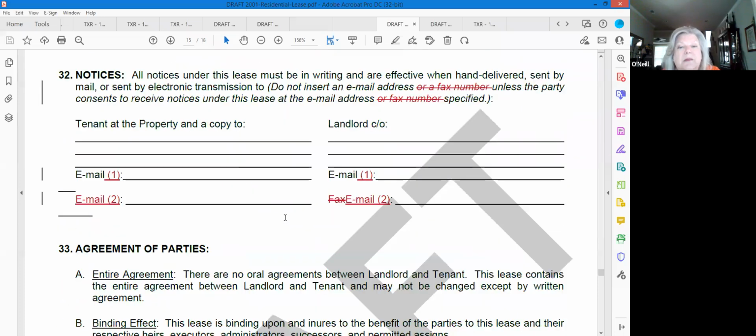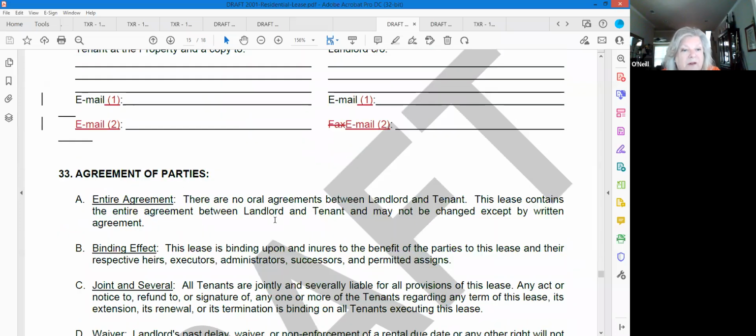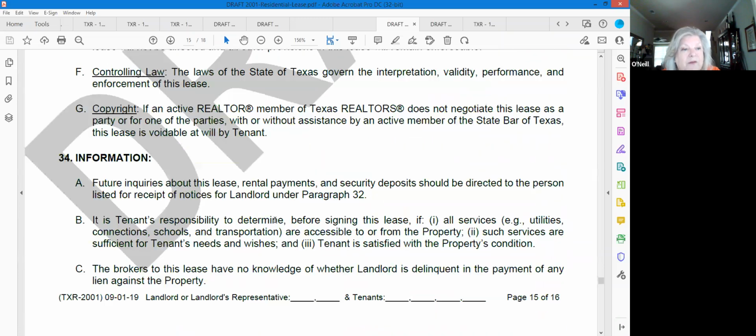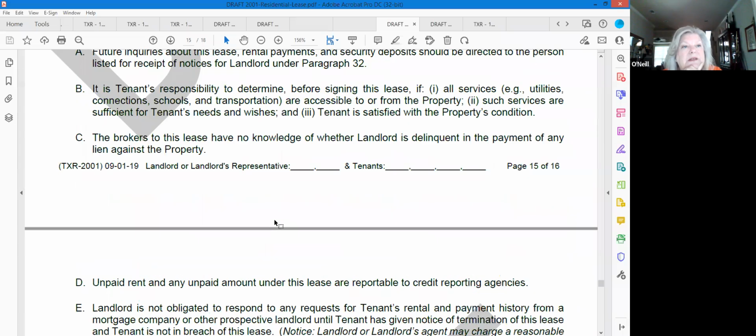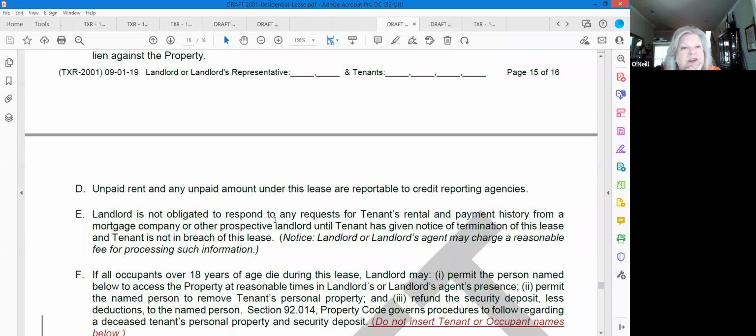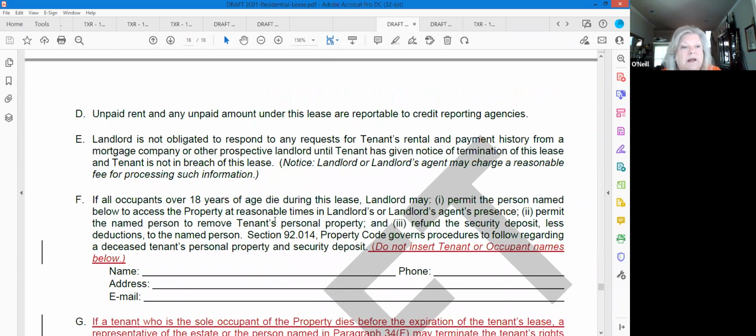They're systematically getting rid of fax numbers almost everywhere, and they're adding another email line, and they're going to try and be consistent throughout the forms to give the same number of lines and the same type of thing. Now, this is important because this is information that the parties generally acknowledge.